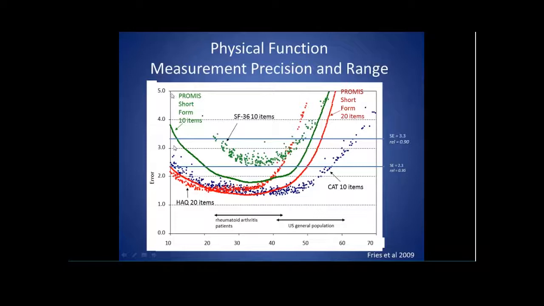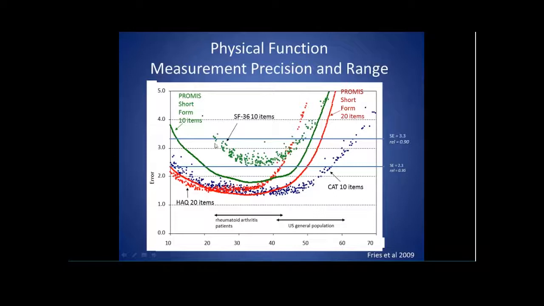On the y-axis, we see error. High error is bad. We want to have the error as low as possible. And within the heart of this graph, then, we see different measures that are showing how different instruments perform dependent upon one's level of physical functioning.